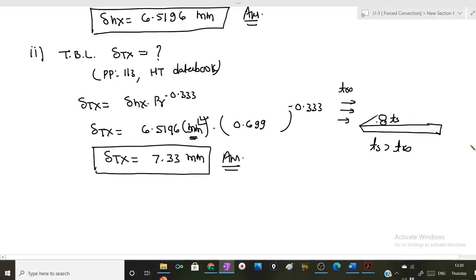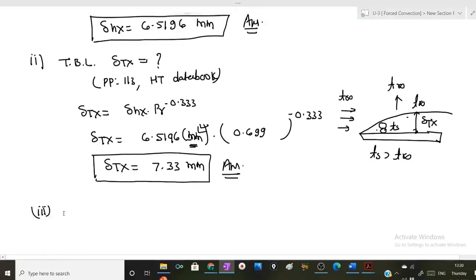So what is this delta Tx? Delta Tx is the thermal boundary layer thickness. Within this zone, temperature gradient will exist. Temperature of the fluid will vary from Ts at the flat plate to T infinity at delta Tx. And beyond this point, temperature everywhere will be T infinity. So that is that narrow zone within which the temperature gradient will exist. That is the thermal boundary layer thickness. Okay.